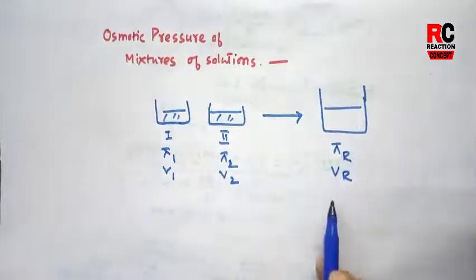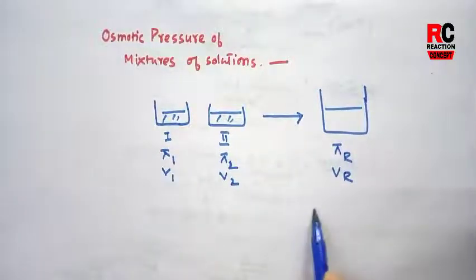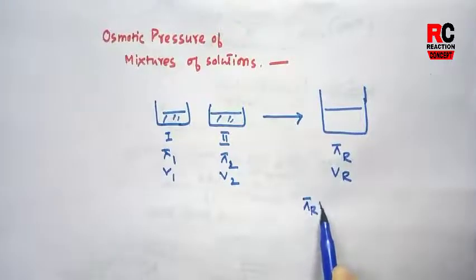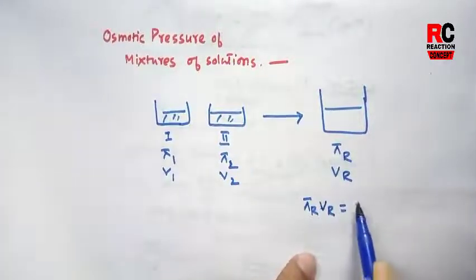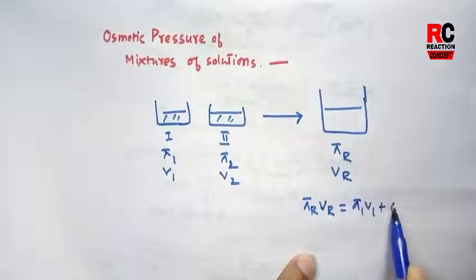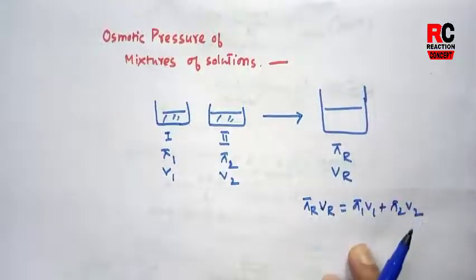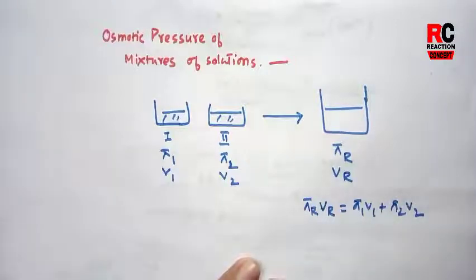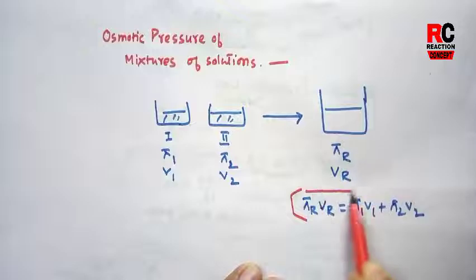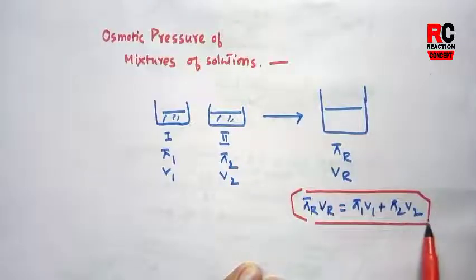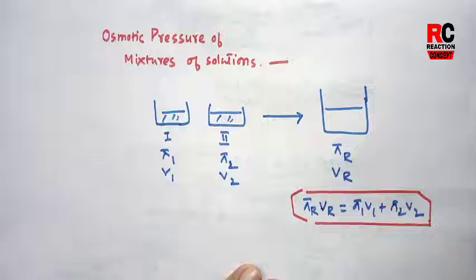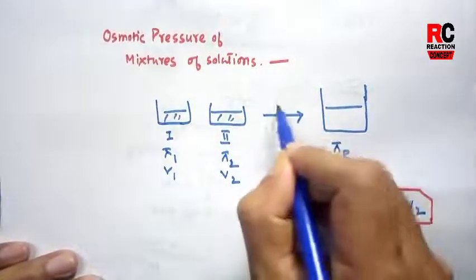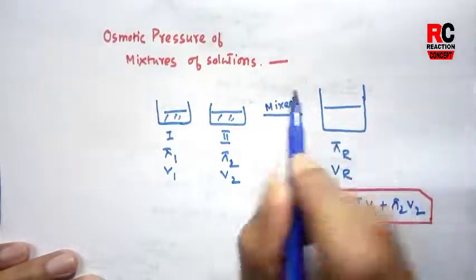For this mixture, we have an equation: pi R into VR equals pi 1 V1 plus pi 2 V2. Okay, this would be the equation for the mixtures when we mix two solutions with osmotic pressures pi 1 and pi 2. You see, here we have mixed both of these two solutions.